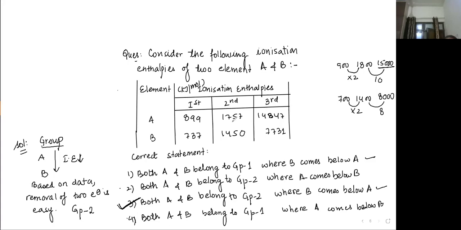Dear, you just see the energy. For the third electron, 2 electrons you can remove, but for the third electron, so much amount of energy is required.